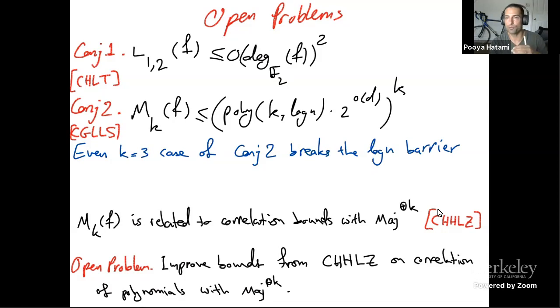But we show that we do get this root n to the k, but somehow the numerator is not good enough for getting correlation bounds that are good enough for PRG. So one open problem is to see whether the techniques we had in this paper can be improved to get these better bounds on the MK of F. And that's all I had. Please ask if you have any questions.